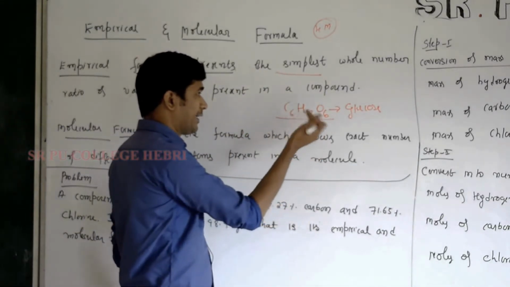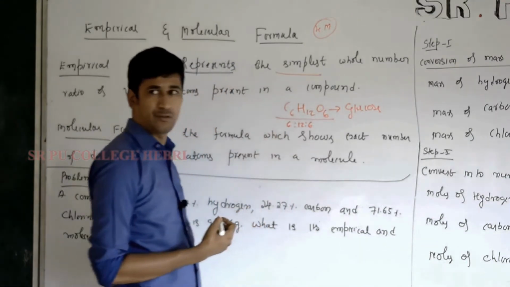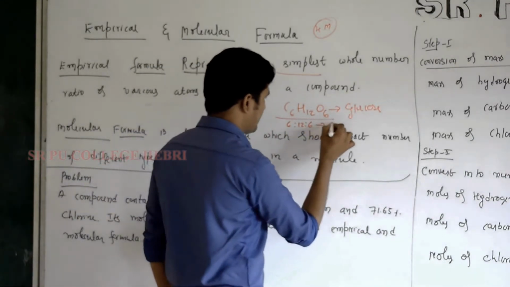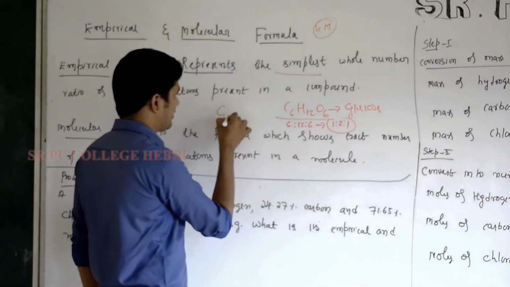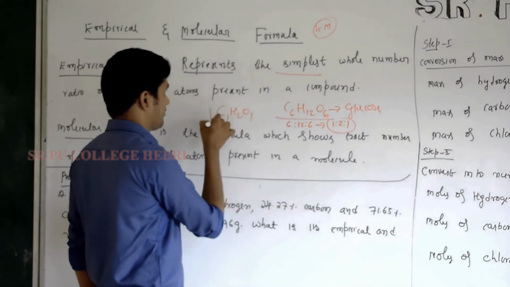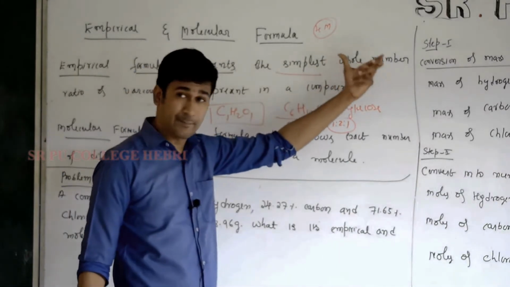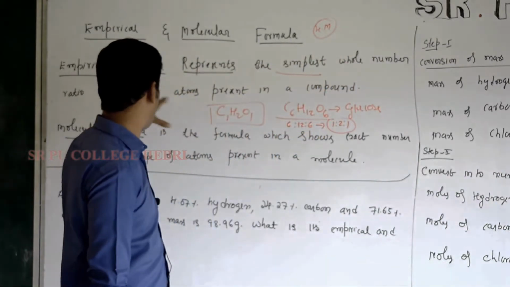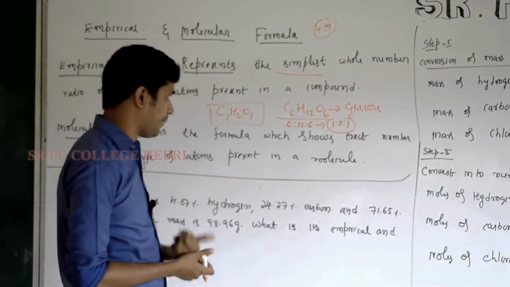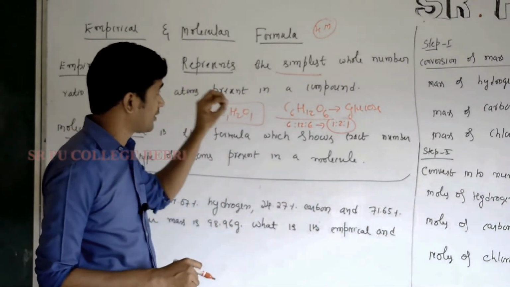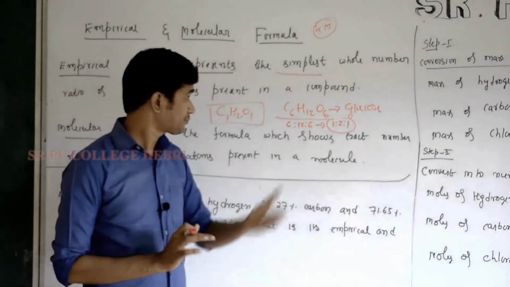So how to get the simple ratios? 6:12:6. This is the elemental ratio. The simpler ratio is 1:2:1. If I write this as C1H2O1, this becomes the empirical formula. Empirical formula represents the simplest whole number ratio of various atoms present in the compound. It's the simplest formula of a molecule or a compound in which we have the simplest whole number ratios between the atoms. Hope it is clear. Understood?